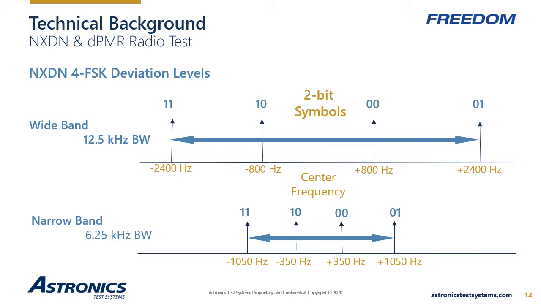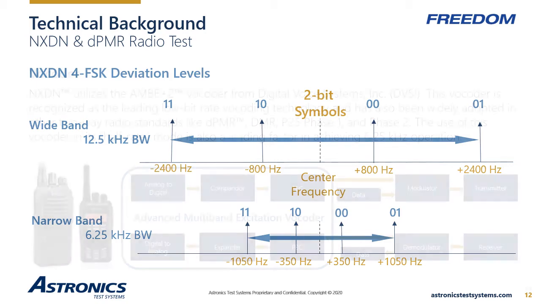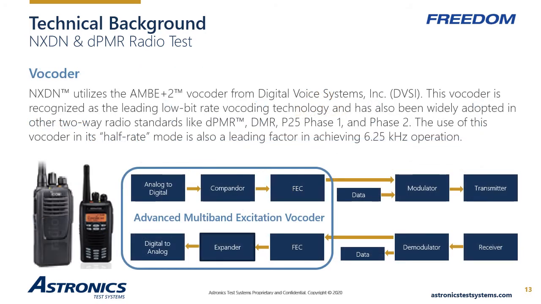How do we turn voice into digital bits and then back to voice? That's the job of the vocoder, or voice encoder decoder. The vocoder takes analog voice and encodes it using a complex algorithm that breaks down the human voice using an ingenious model of human speech. The first part of the process is an analog to digital conversion, which turns the voltage levels into their digital values.